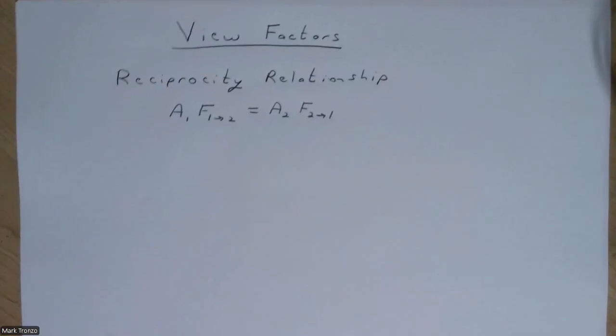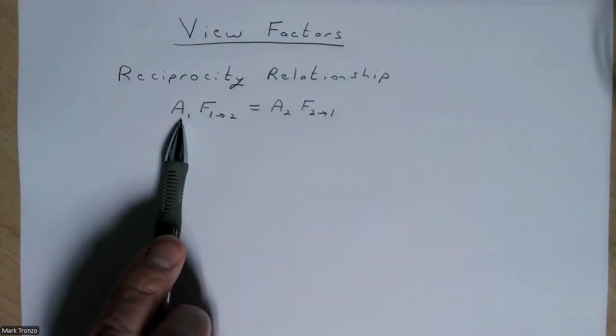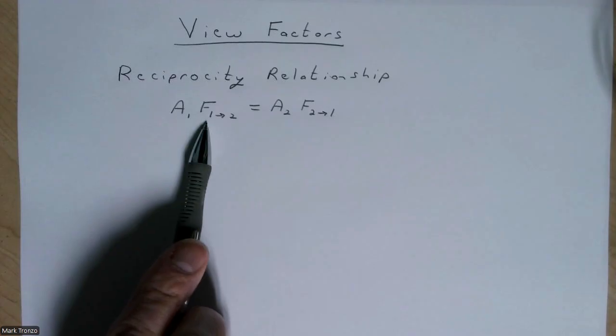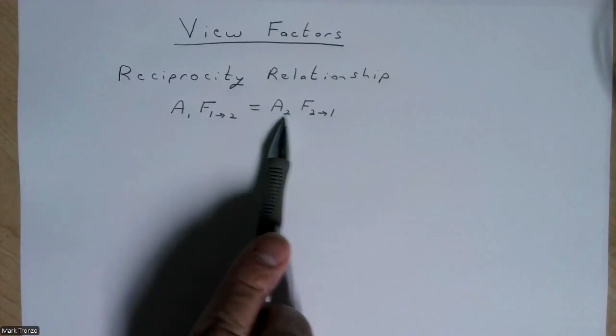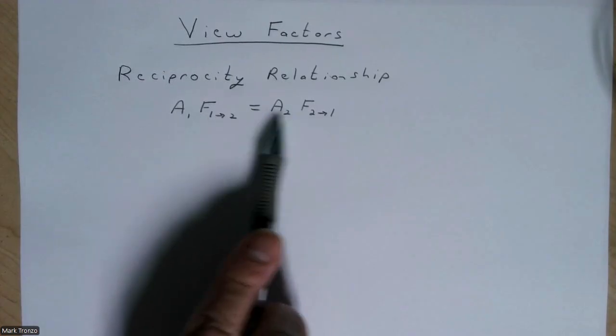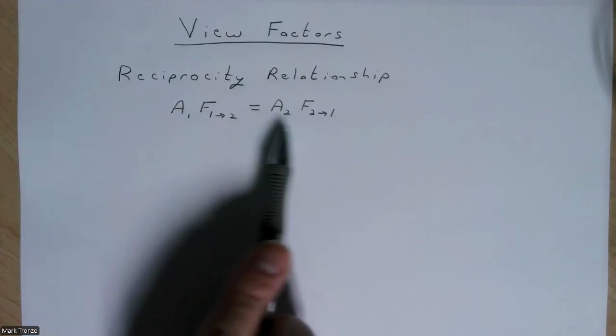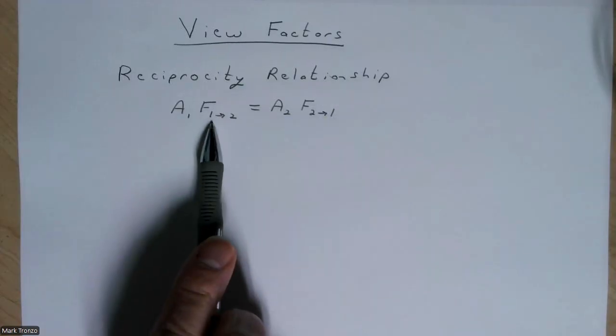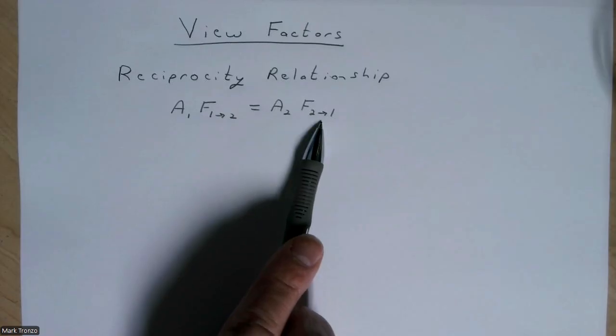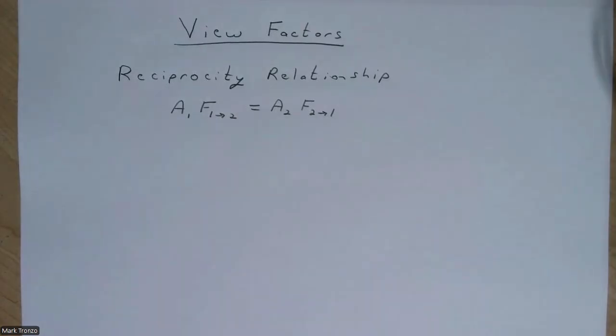And of course, it's easy to remember the order. The area 1 always goes with the first number in the view factor on the left and on the right. And you can use this relationship to find other view factors. If you have 1 to 2, you can find 2 to 1. If you have 2 to 1, you find 1 to 2.